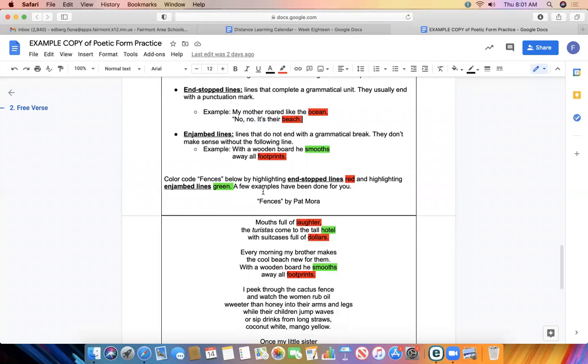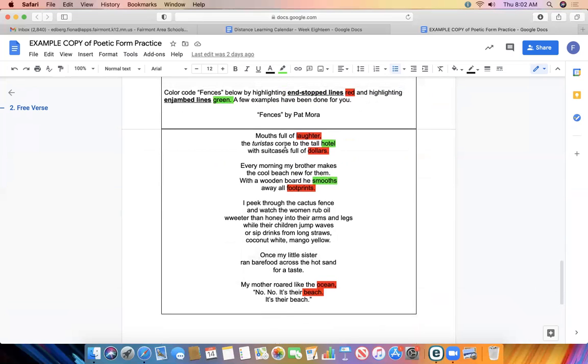Enjambed lines, on the other hand, flow into the next line of the poem, and they don't sound correct on their own. So I have an example of an enjambed line here. With a wooden board, he smooths. You'll notice that that doesn't sound like a complete sentence on its own, and there is no punctuation mark after smooths. It kind of flows into this next line of the poem. So I highlighted this green to show that this is an enjambed line. Now, when I read both of these together, you'll notice they sound complete. With a wooden board, he smooths away all footprints. You can hear that when you read it out loud. So footprints is, in fact, end stopped, like these examples above. But smooths, this one is enjambed.